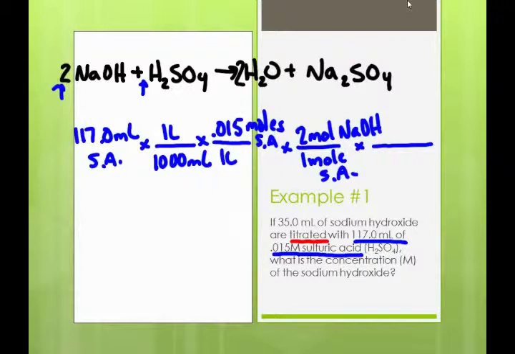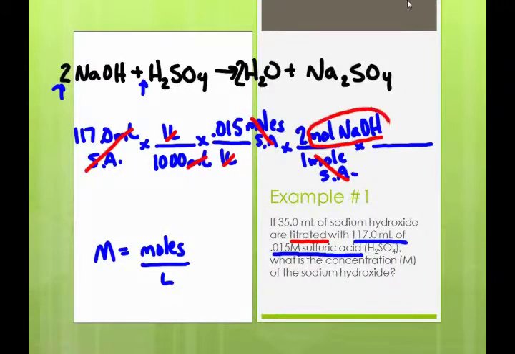And finally, I need to consult the problem. It's asking me for molarity. Molarity, remember, is equal to moles over liters. So right now, in my equation here, I've gotten rid of milliliters and liters, and I've crossed out moles of sulfuric acid, and I have moles of sodium hydroxide. That's what I want for the top of here. And for the bottom, I need liters.